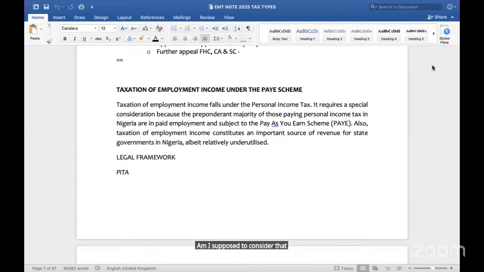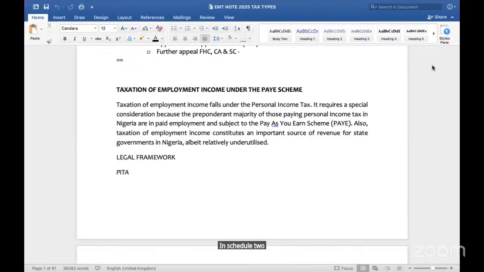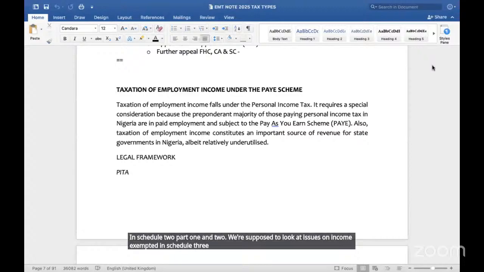We're also supposed to look at issues on trusts income, which you said was pretty tied. That the concept of trust is pretty tied into tax, and taxing settlements on unmarried children in Schedule 2, Part 1 and 2. We're also supposed to look at issues on income exempted in Schedule 3, as well as issues relating to capital allowance, capital expenditures, as the CAPEX and OPEX, with respect to direct assessments for persons who are self-employed or employers.